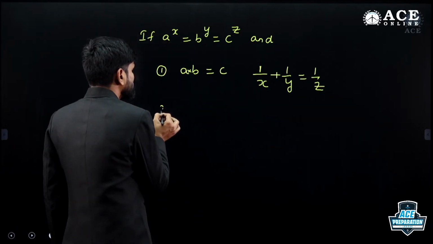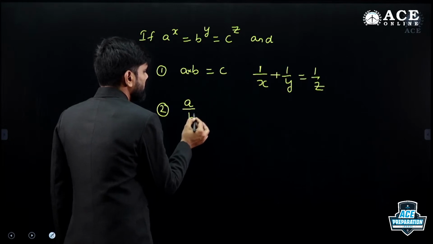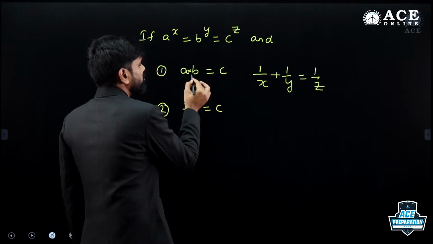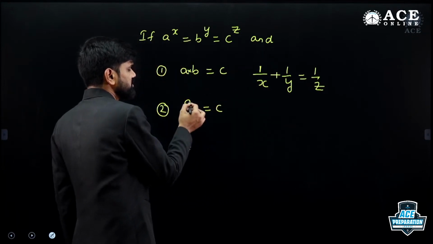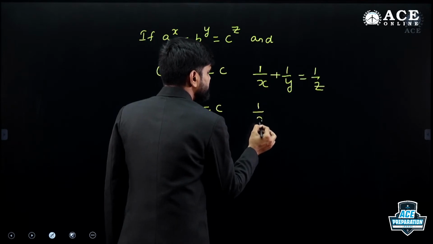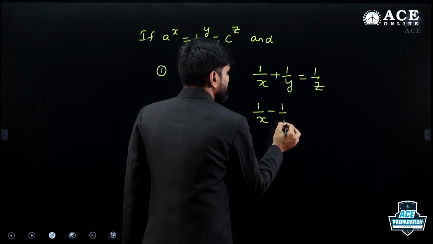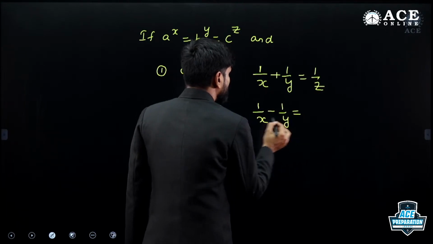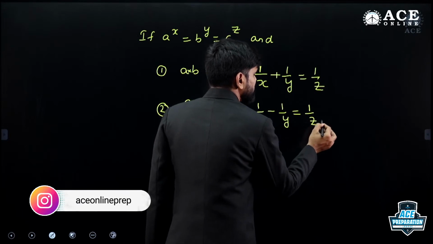Similarly, suppose you have a relation like A by b equal to c. If you have multiplication here, you put plus. If you are having division here, you put minus. So what is the power of A here? X. So you take it as 1 by x. You have division, so that will be minus 1 by y is equal to, on this side the power of C is z, so it will be 1 by z.